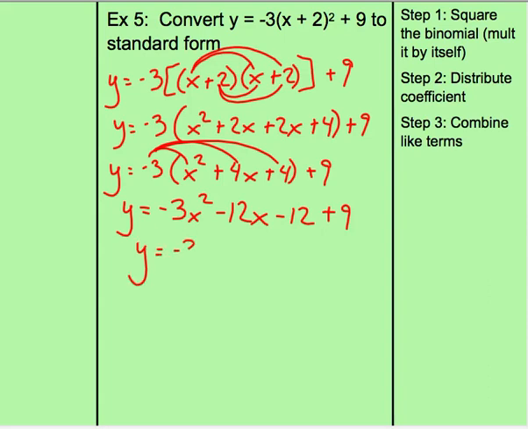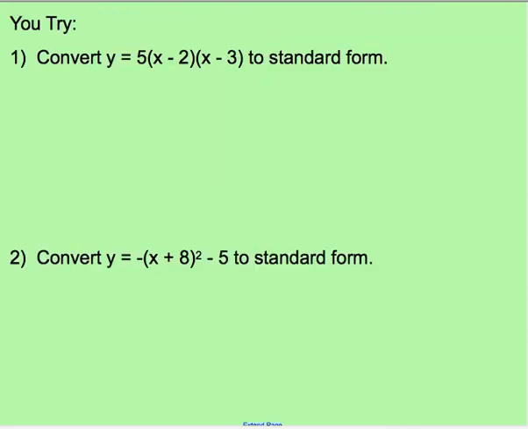And making sure it's organized with our squared term first, then our x term, and finally our constant, negative 12 plus 9 is negative 3. And here are your 2 U-try problems.